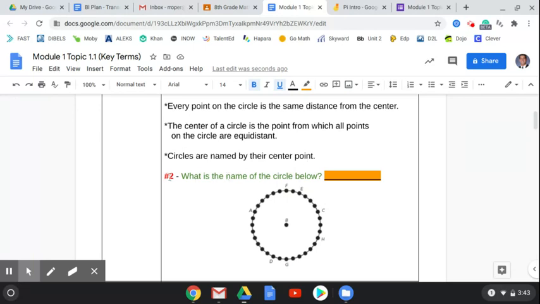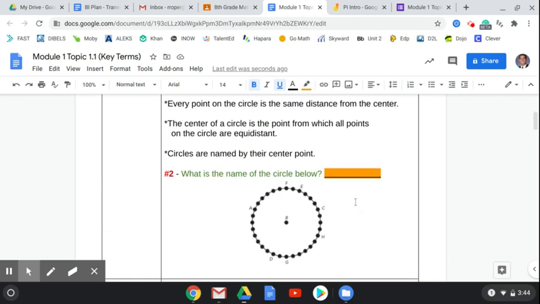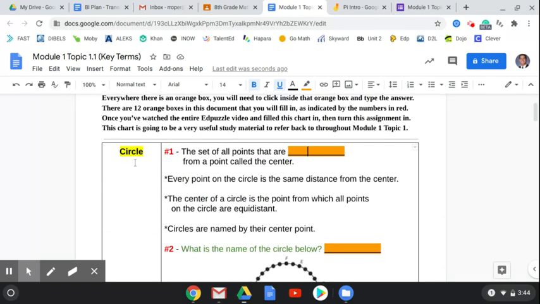Okay, so the question here, number 2, what is the name of the circle below? Well, what point is in the center? That would be B, right? So we would call this circle B. That's what you'll fill in the box, circle B. All right, so first key term is a circle.